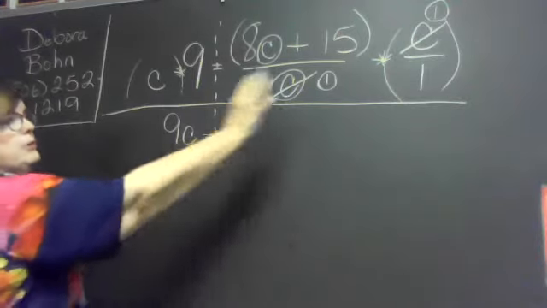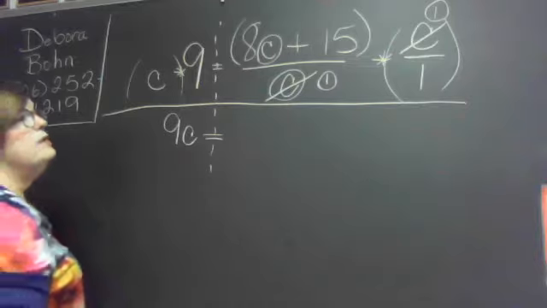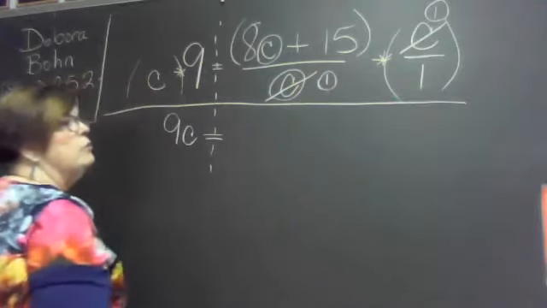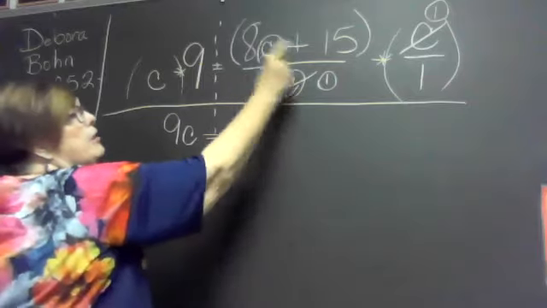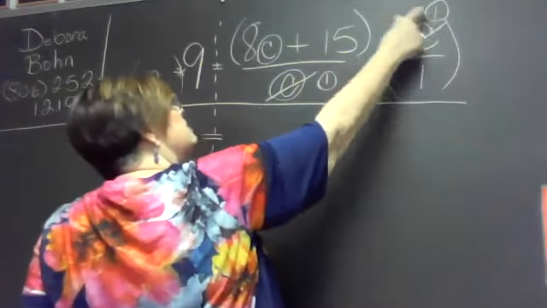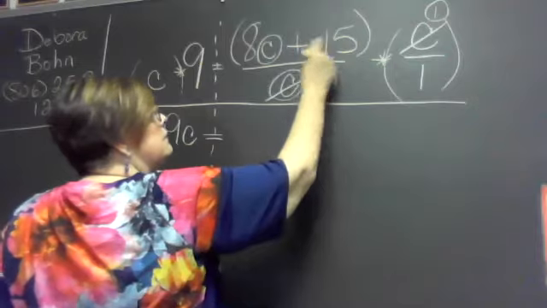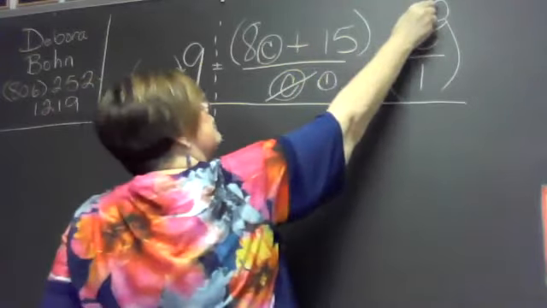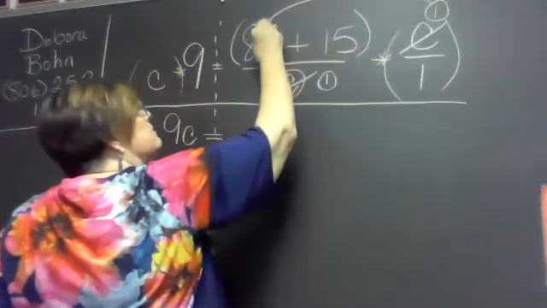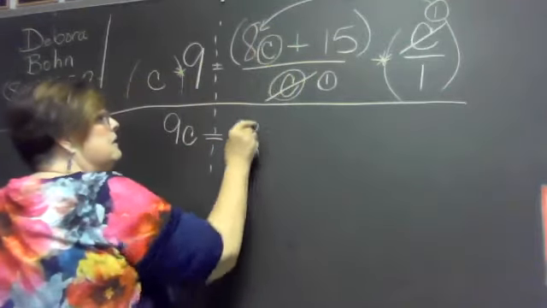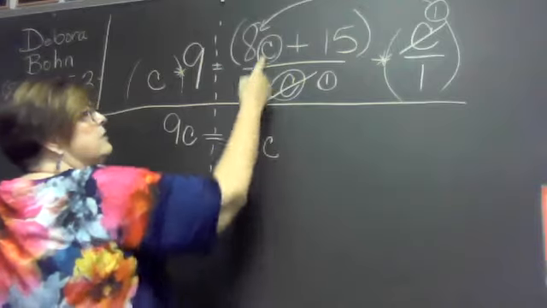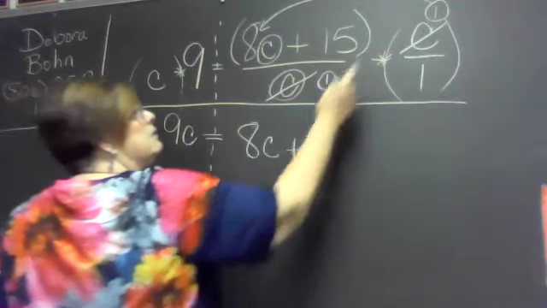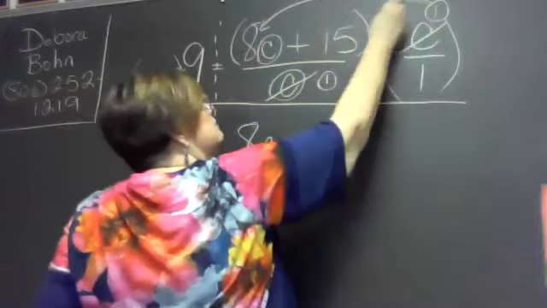And when we start to multiply this, we see that the bottom is 1 times 1. So we're not going to write the 1 on the bottom. The top part is 1 times this set, 1 times the set. So we have to use the distributive property. 1 times 8 is 8C, because the C goes with the 8, plus 1 times 15.